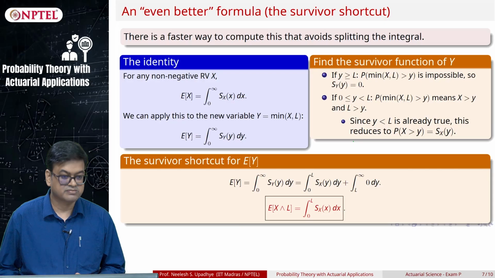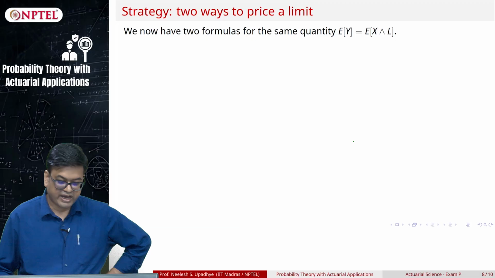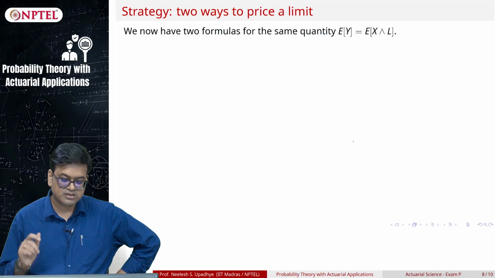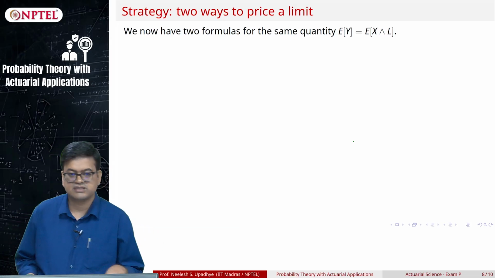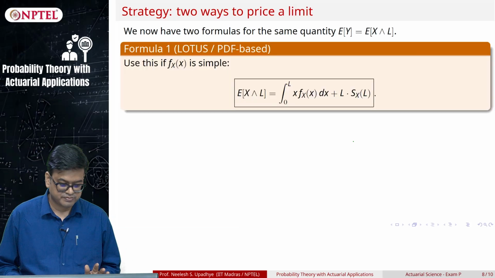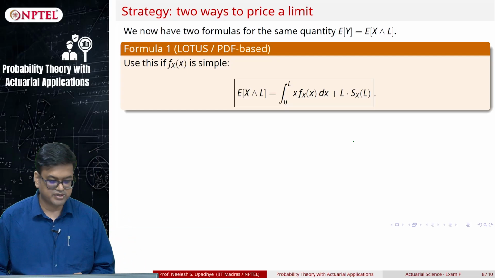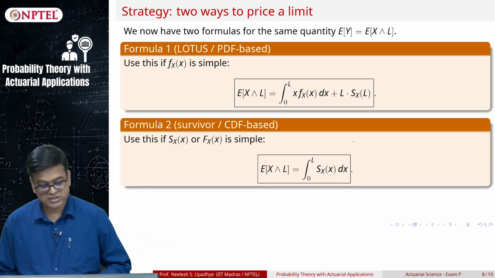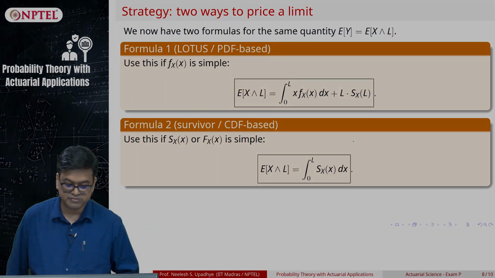That means we can use two ways to price the limit. One way is using the density and the x fx formula, if that is feasible. This is the standard formula, where you can easily compute this if fx is simple. If the survival function is simple or the CDF is simple, you can use this formula.